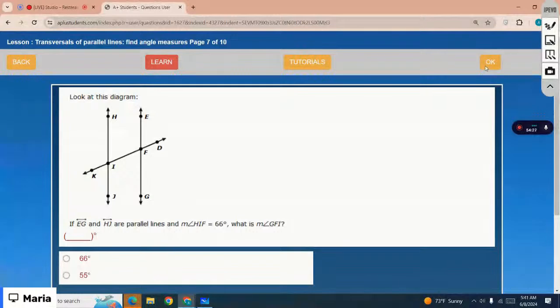Look at this diagram. If EG and HJ are parallel lines and the measurement of HIF is 66 degrees, what is the measurement of angle GFI? Which is the correct option? The correct option is 66 degrees. Okay, you can complete the lesson by yourself later today.